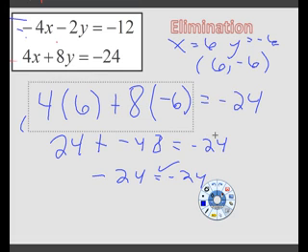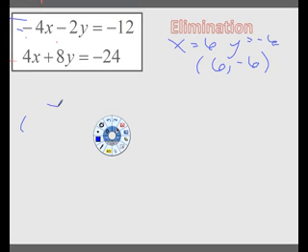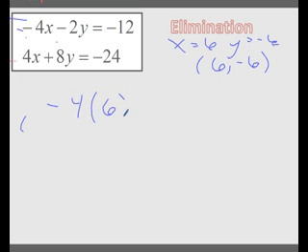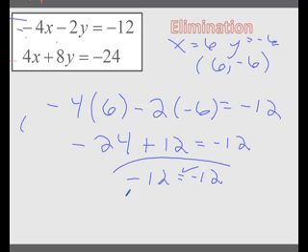So I'm going to go ahead and try it in my first equation. Negative 4 times 6 minus 2 times y, which was negative 6, equals negative 12. Negative 4 times 6 is negative 24. And then I have negative 2 times negative 6 is positive 12. And negative 24 plus 12 is negative 12. So, by checking out my work, I found out that my solution set is correct: 6 comma negative 6.